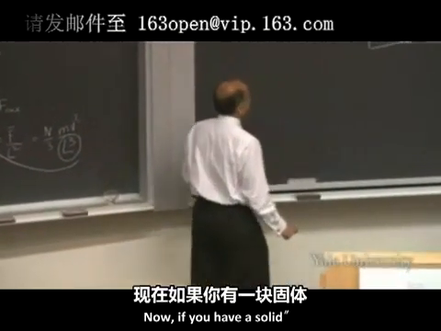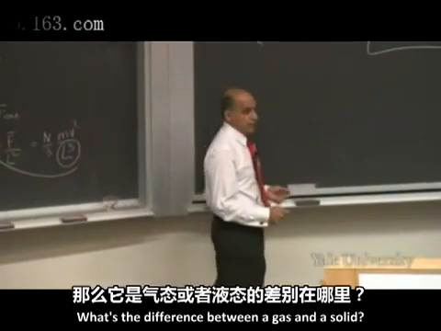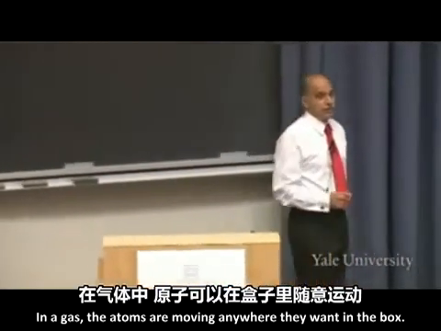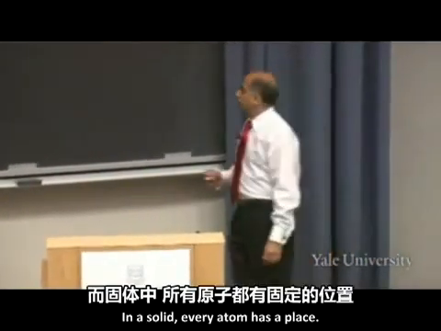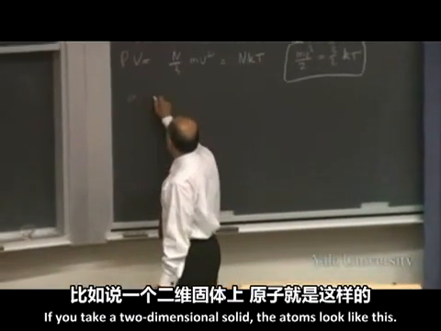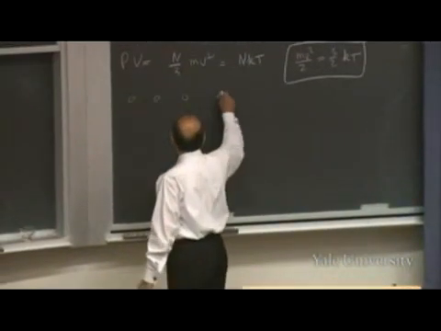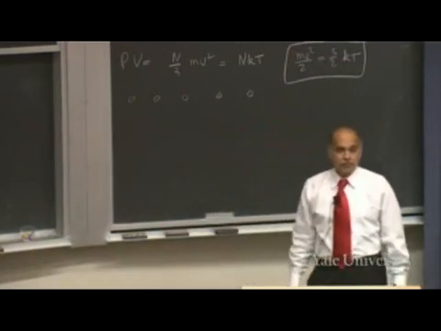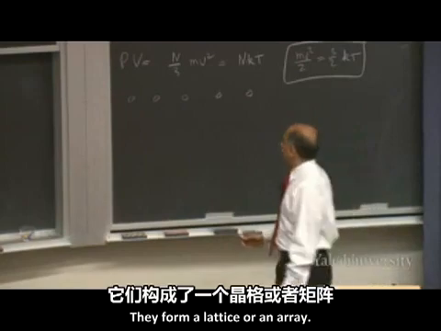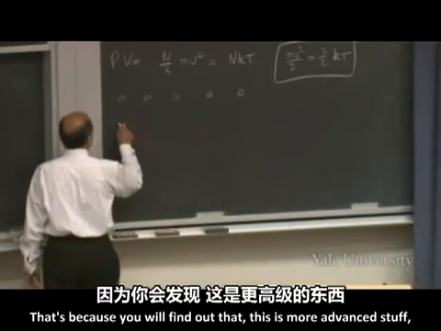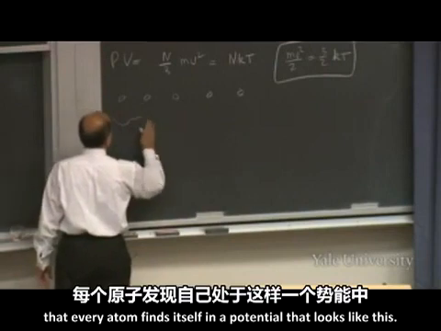Now, if you have a solid, what's the difference between a gas and a solid? In a gas, the atoms are moving anywhere they want in the box. In a solid, every atom has a place. If you take a two-dimensional solid, the atoms look like this. They form a lattice or an array. That's because, you will find out, this is more advanced stuff, every atom finds itself in a potential that looks like this.